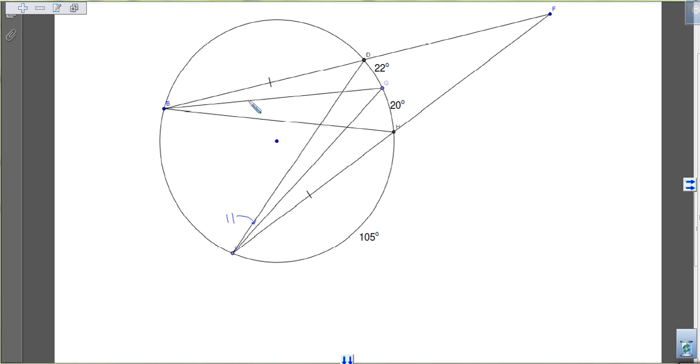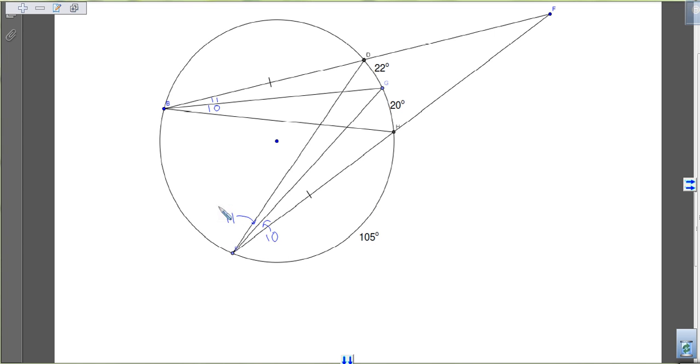Well, that angle here also forms that 22, so that means this is 11. Here I have an inscribed angle that makes it 20, so that means that this is 10. The 20, and that means this is 10. That's pretty nice because now I've got some information about the way that these are formed.